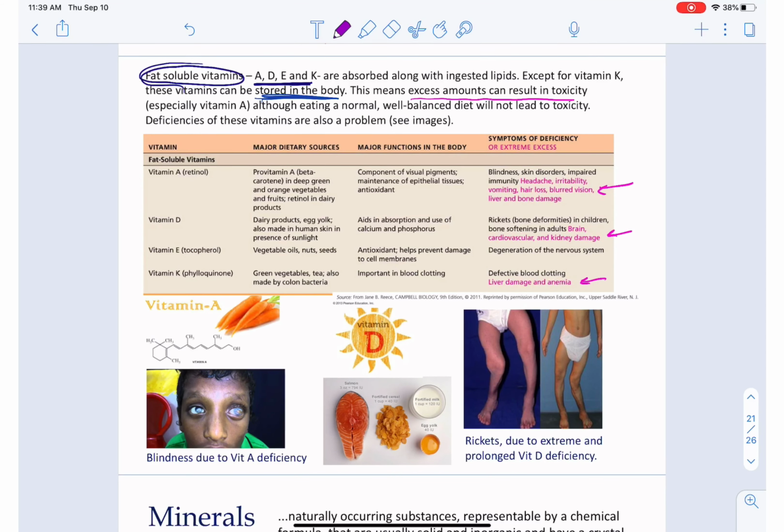So let's take a look at some of these vitamins. First of all, we have vitamin A. And vitamin A is an important component of visual pigments, okay, pigments in the eye. And they also have an important role in the maintenance of epithelial tissues like the skin. And so if you have a deficiency of vitamin A, because they're an important component of visual pigments, then it can result in blindness. And because they're involved in maintenance of the skin, a deficiency can result in skin disorders.